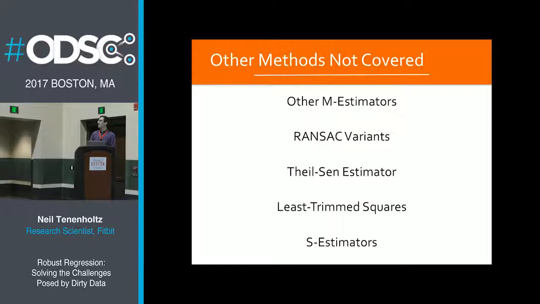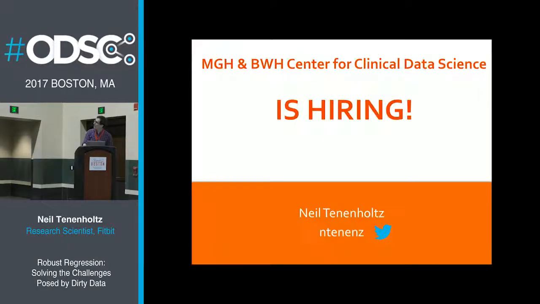There's the Theil-Sen estimator, which is a really crazy one. It just computes all possible lines from all of your data points and picks the median slope. It can be really computationally expensive as your dimensions grow. Least trimmed squares is just least squares on your kth smallest residuals. You take like your 80th percentile of all your residuals and just run least squares on it. And then S estimators are another variant of M estimators where instead you're trying to minimize a scale factor.